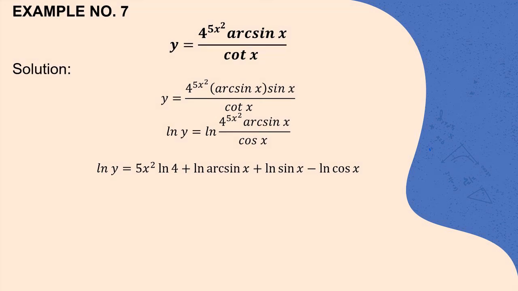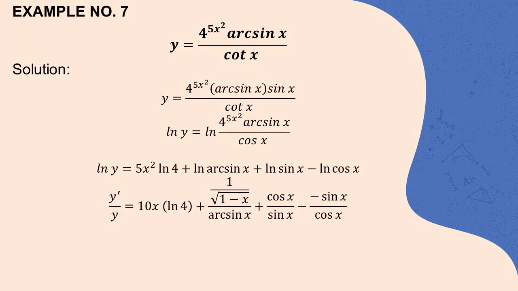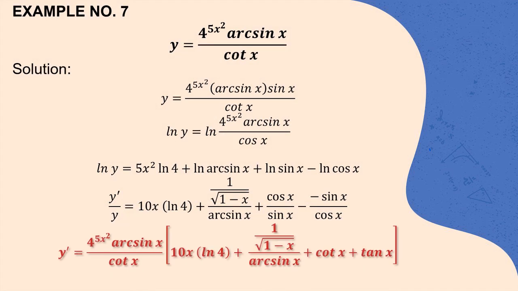So next, y prime over y equals 10x ln of 4 plus 1 over the square root of 1 minus x squared all over arcsine x plus cosine x over sine x minus negative sine x over cosine x. And for the final answer, we have 4 raised to the power of 5x squared arcsine x all over cotangent x times the quantity 10x ln of 4 plus 1 all over the square root of 1 minus x squared all over arcsine x plus cotangent x plus tan x.